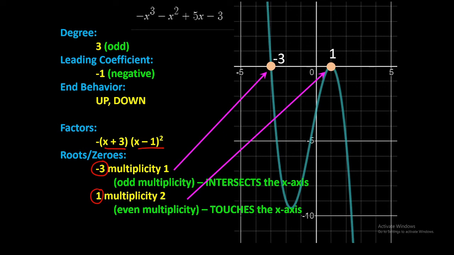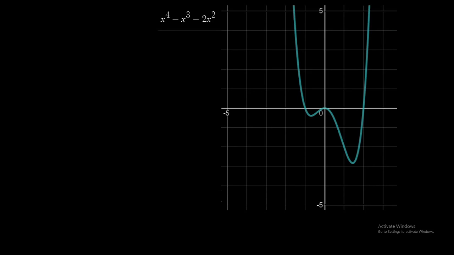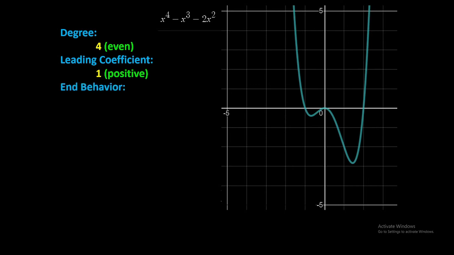Okay? Let's have our third example. This one. That's the polynomial function and the graph. Okay. What is the degree? 4, it's even. What about the leading coefficient? It's positive 1. It's positive. And what's the end behavior? Up, up. Okay, next. I have already factored this, and these are the factors.